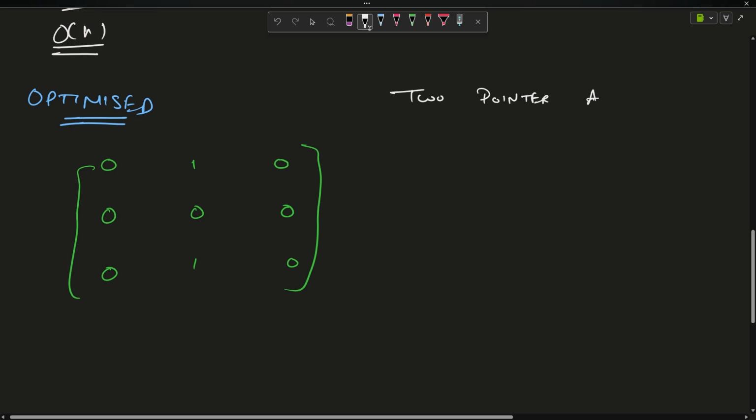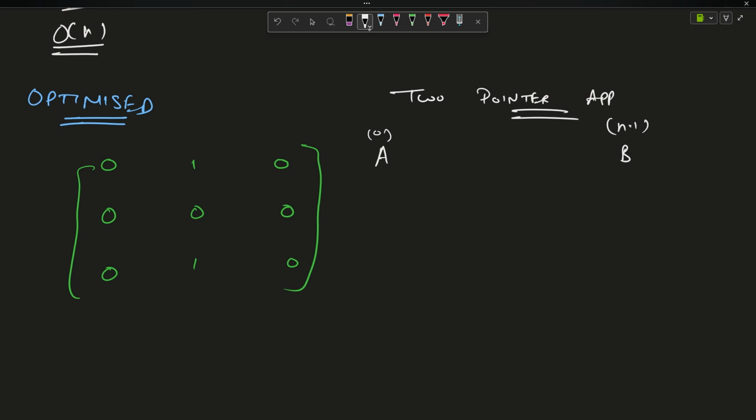Two-pointer approach. What I'm going to do is, suppose there is a person A starting from 0, and suppose there is a person B starting from n minus 1. It is for sure that if I find a celebrity, the answer will be any value from 0 up to n minus 1. So I have taken the two extreme cases, whether A is my celebrity or B is my celebrity.